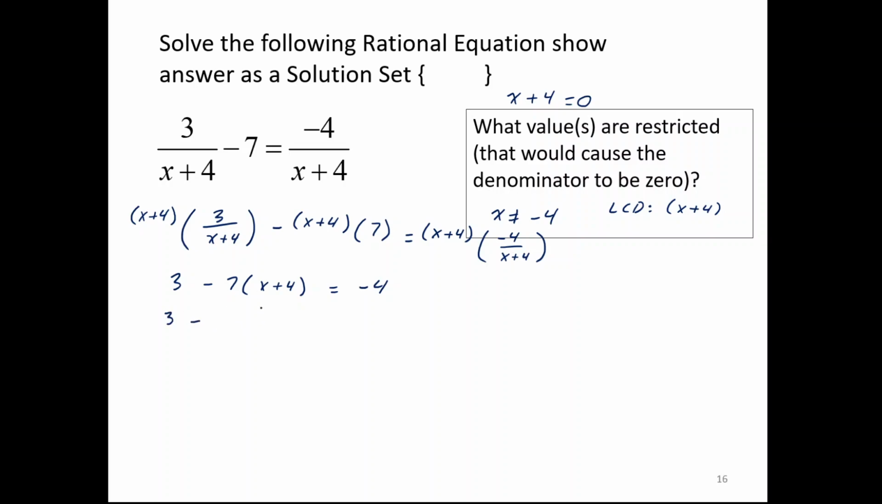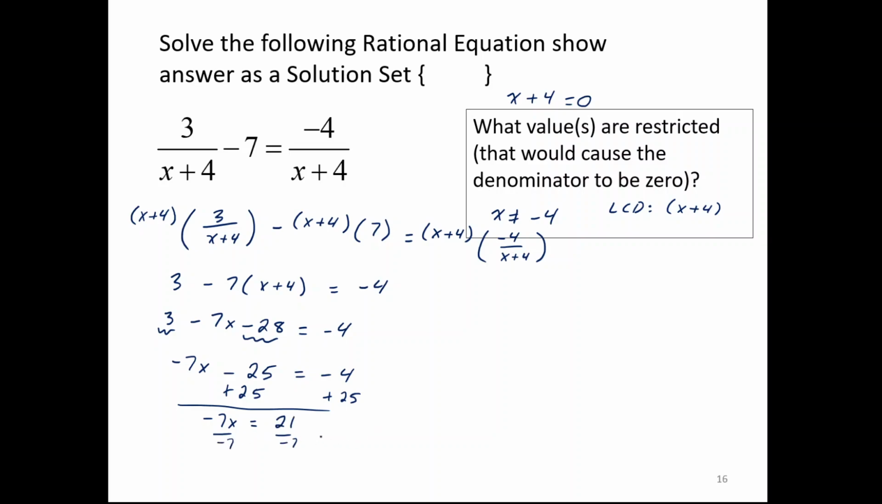I'm going to distribute the negative 7. So this becomes 3 minus 7x minus 28 equals negative 4. Now I can combine 3 and negative 28 as like terms. So this equation becomes negative 7x minus 25 equals negative 4. There we can add 25 to both sides. So that negative 7x equals 21. And dividing by negative 7 on both sides, x equals negative 3.